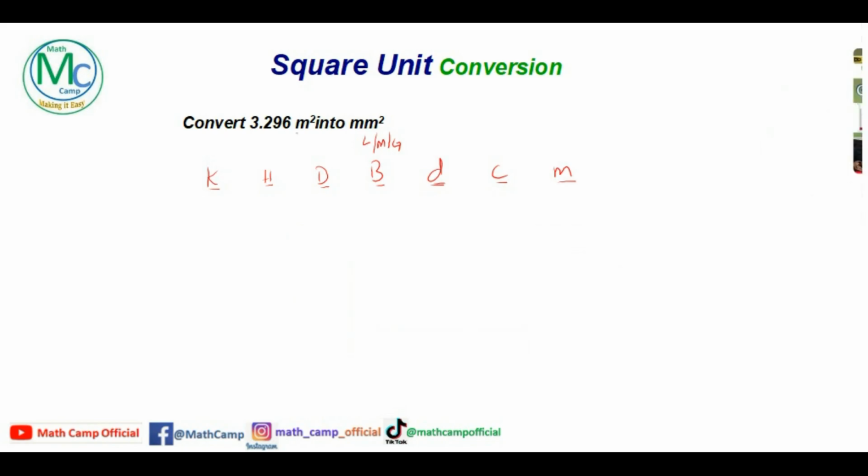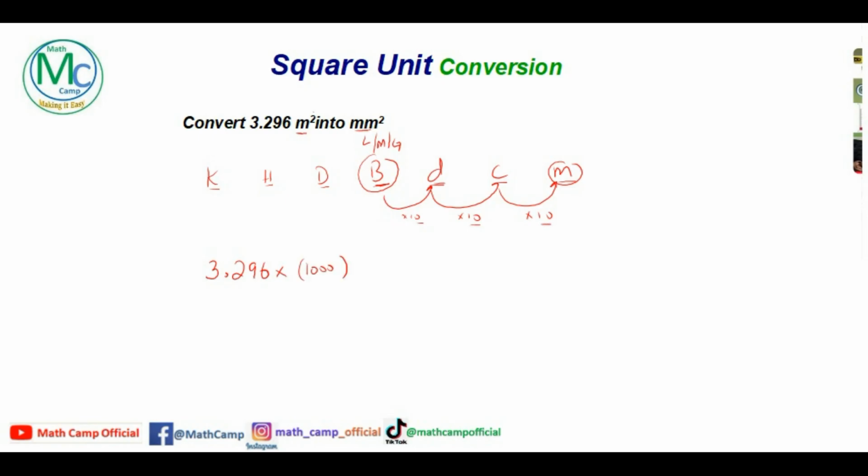So here the unit given is meter square, so meter is the basic unit which is here, and we have to find out millimeter, and millimeter is there. So we have to see how many jumps we have to take. 1, 2, 3, and each jump is of 10 times 10 times 10. That means 3.296 has to be multiplied by 10 into 10 into 10, which is going to be 1000.